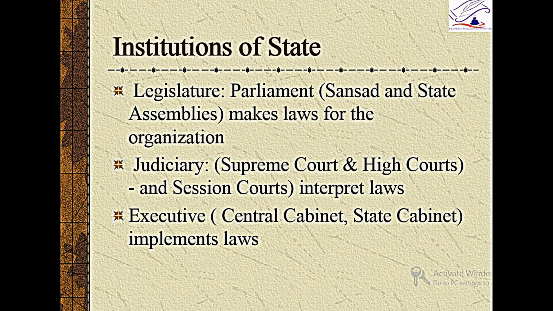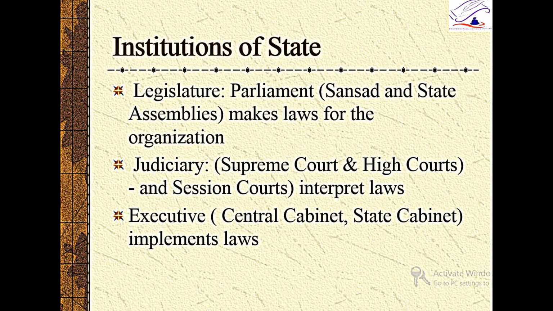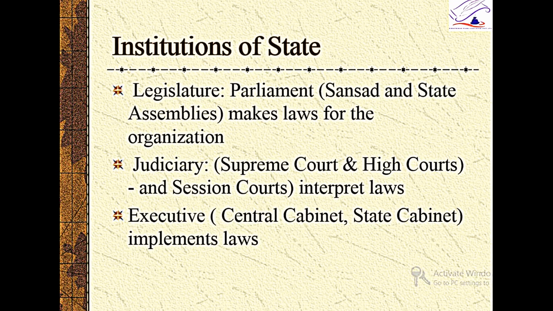Institutions of the state. Here, state means the nation or country. State has two meanings. One is the province of the country. So there is the legislature, that is Parliament or Sansad at the central level, and state assemblies at the state level; the judiciary, Supreme Court at the central level, and high courts at the state level, and district courts and other lower courts; and the executive, central cabinet and state cabinet, for implementing the law.